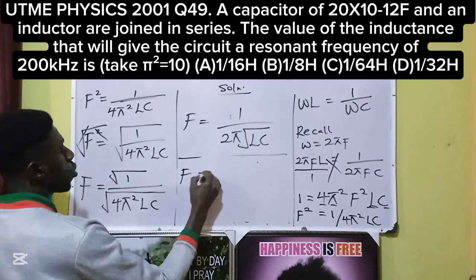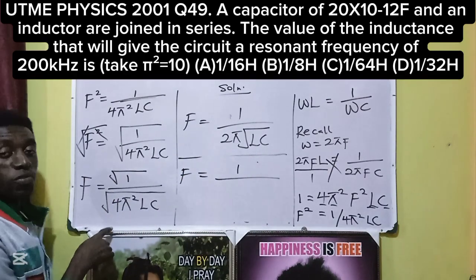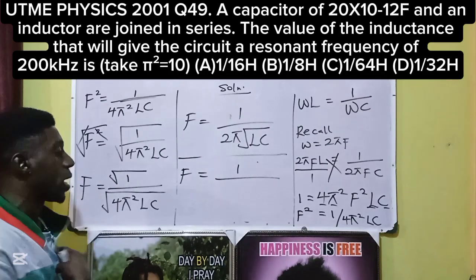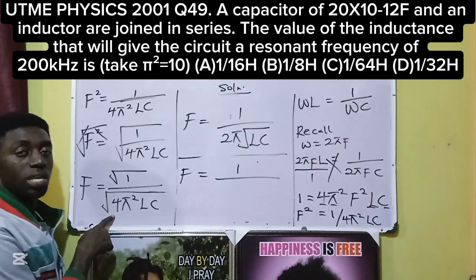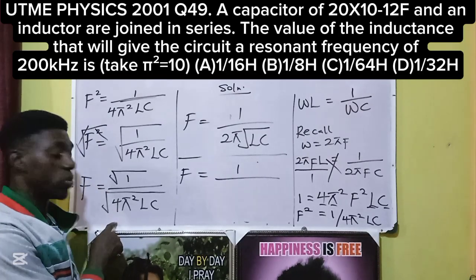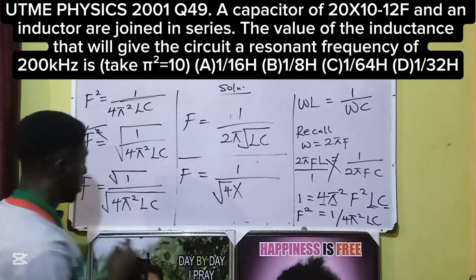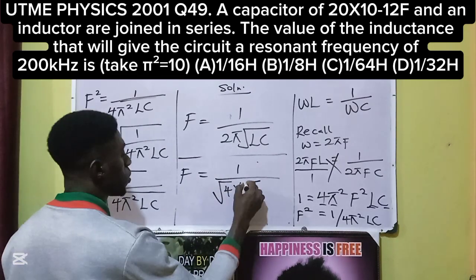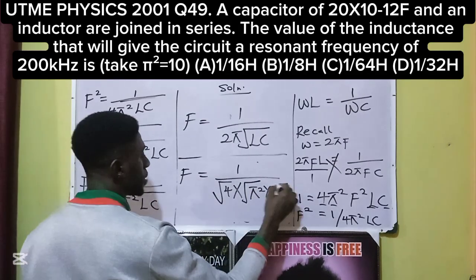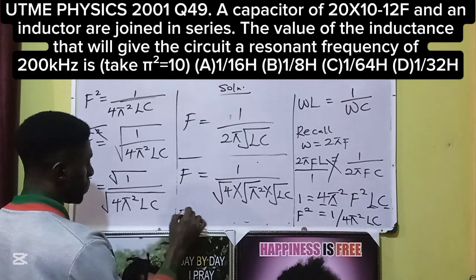Therefore, F is equal to the square root of 1, which is 1. Then the rule of third also says, if you have this type of thing, each parameter can pick its own square root. This is what I mean. 4 will pick its own square root, so it will be the square root of 4, times pi square will pick its own square root, square root of pi square, times LC will pick theirs. Rule of third. Then we'll continue.